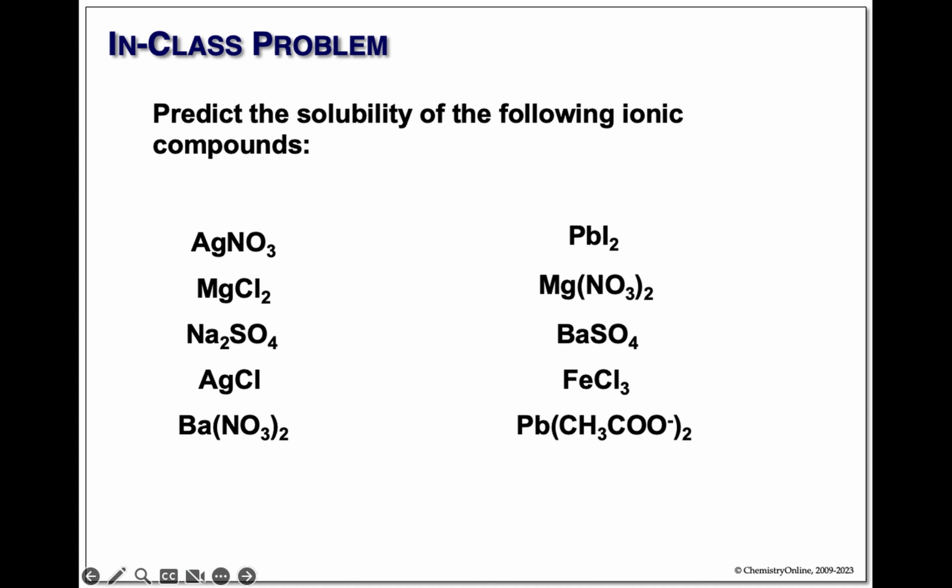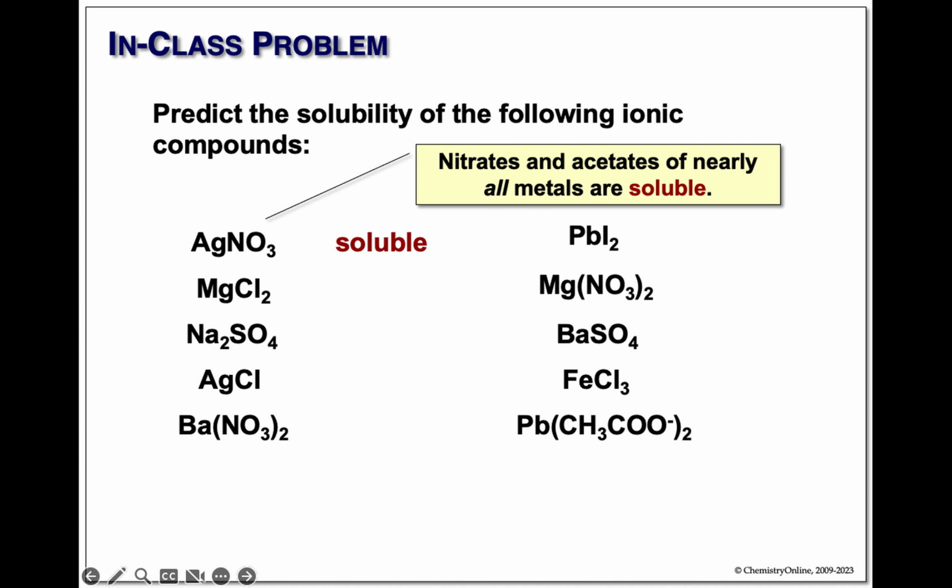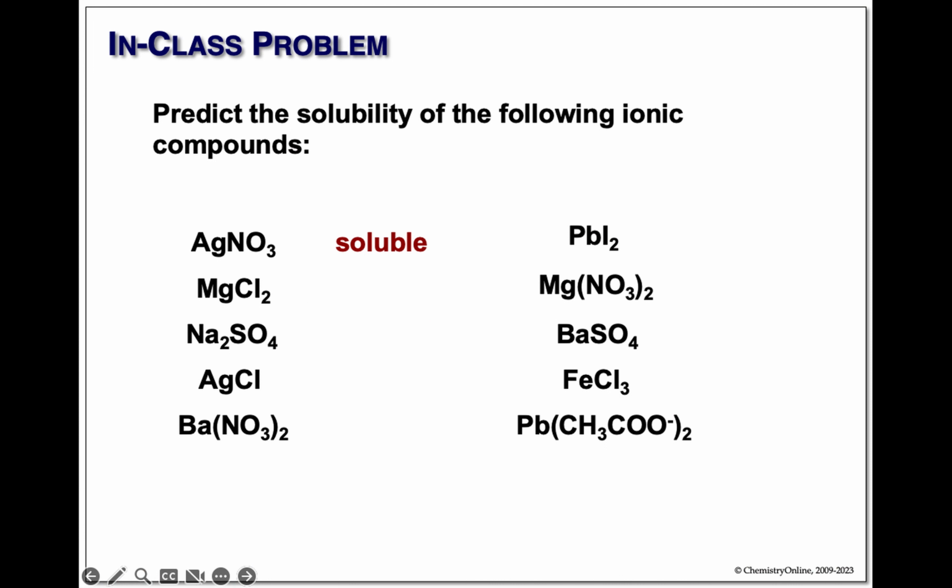Silver, we said, was one of our heavy metals, wasn't it? It's a bad guy. But this is a nitrate. What did we say about nitrates? They're soluble. Doesn't matter what you stick it with, nitrates are soluble. Here we have a metal halide. Rule is metal halides are soluble except for silver, lead, mercury, copper. This is magnesium. It'll be soluble.